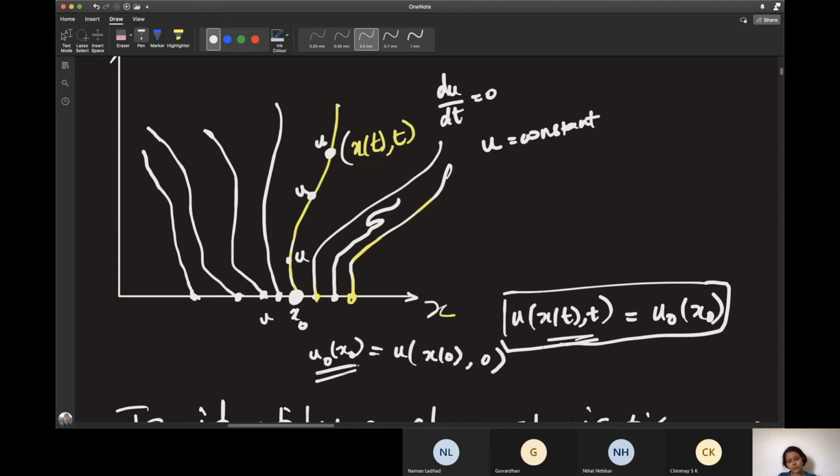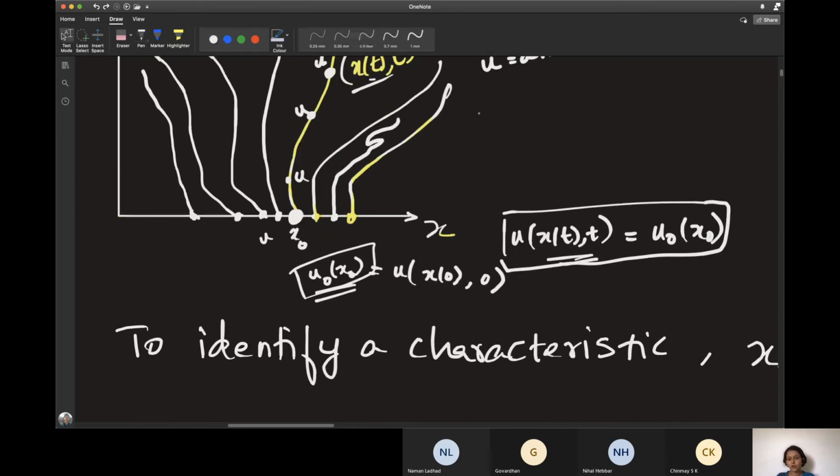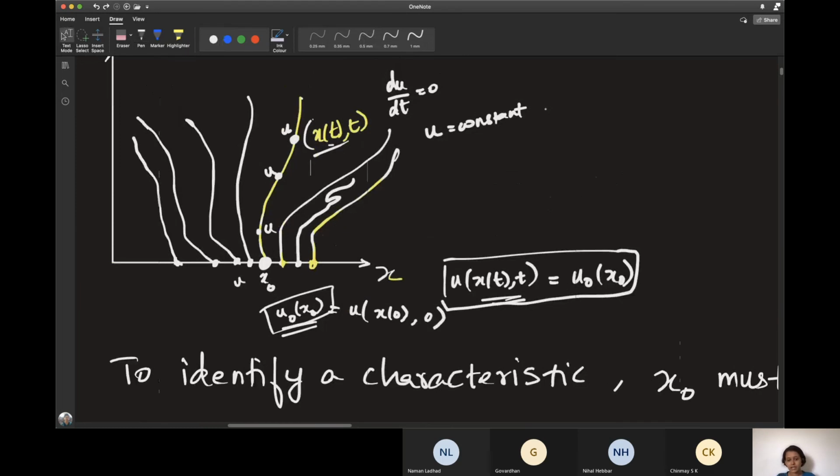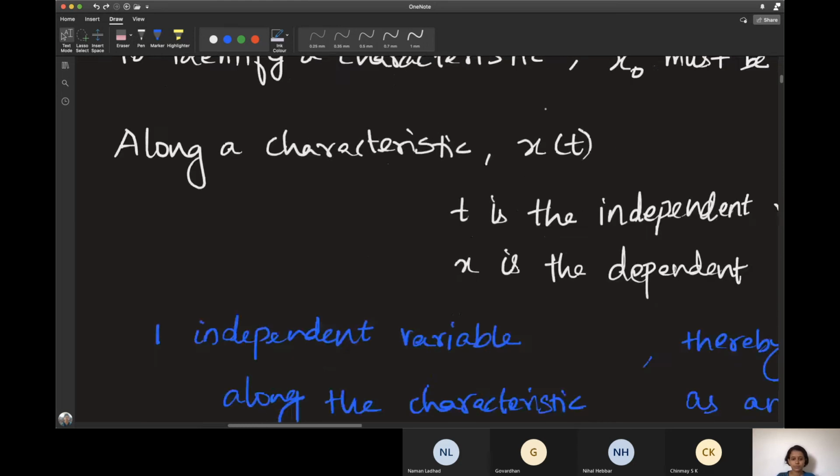You know the value of u at the initial point at t equals 0, which is u naught of x naught. That will be the value for u at this point x of t comma t, which is the point where you want to find the solution. So that way you are able to find the solution at any point along the characteristic. For any random point along the characteristic, the value of u remains the same as it had been at the initial time, t equals 0.